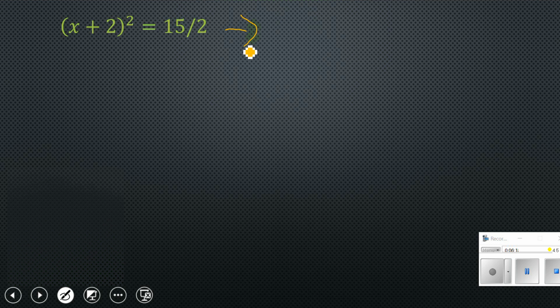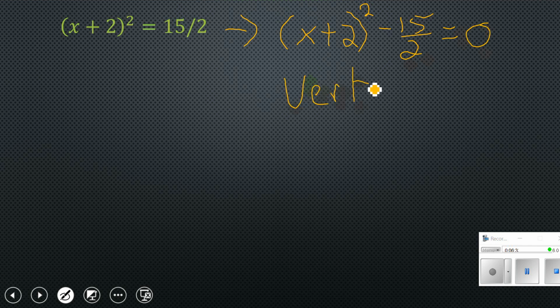Okay, the benefit of completing the square is a lot of times to write the equation in vertex form. So notice if I now subtract my 15/2 back over here and set it equal to 0, now I have a quadratic equation in vertex form. So that's one of the benefits of completing the square. You see this happen with equations of circles.